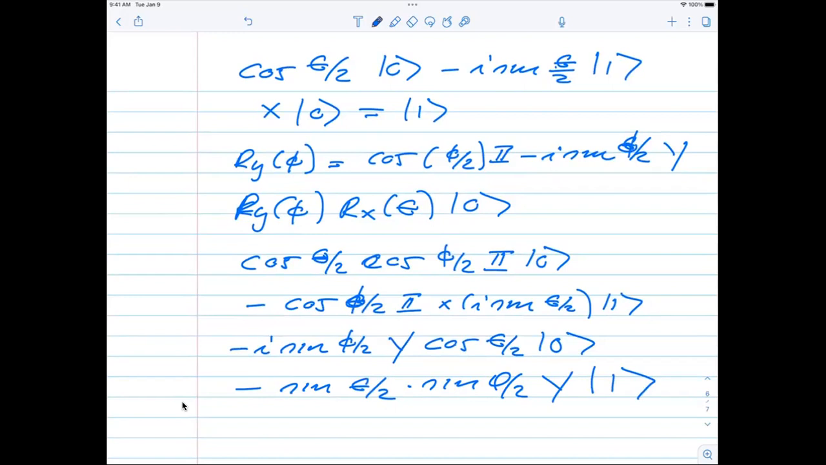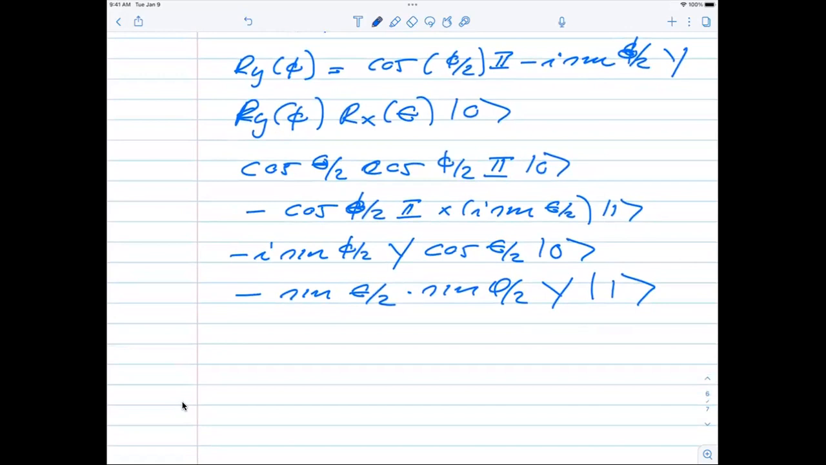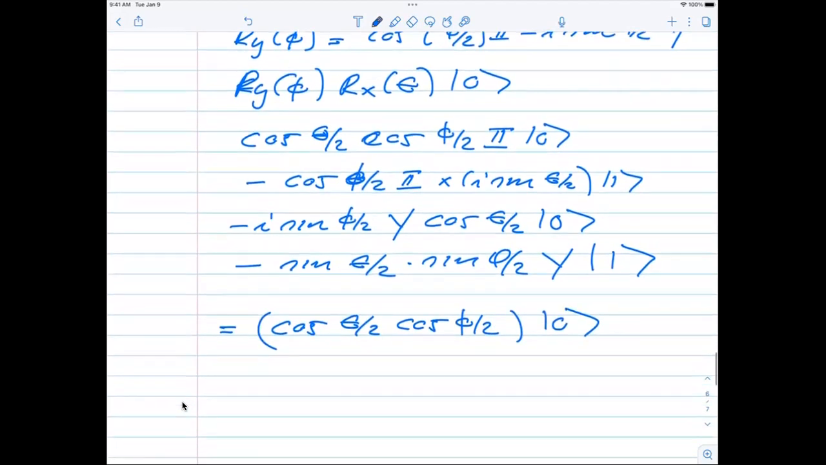So that gives us, when we now sum up here, the following. I get cosine theta half multiplied by cosine phi half, and this is multiplied with 0. I get a minus cosine phi half times i sine theta half, and this is multiplied with 1.